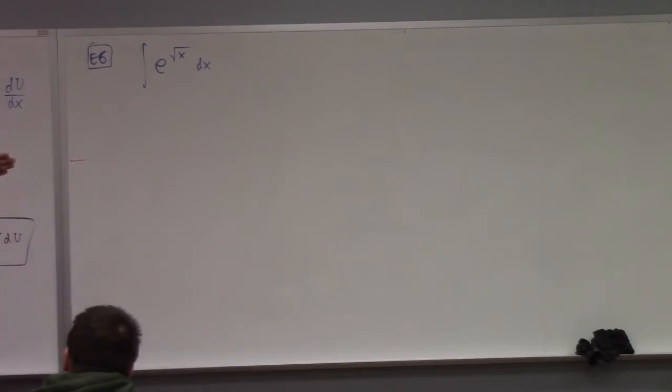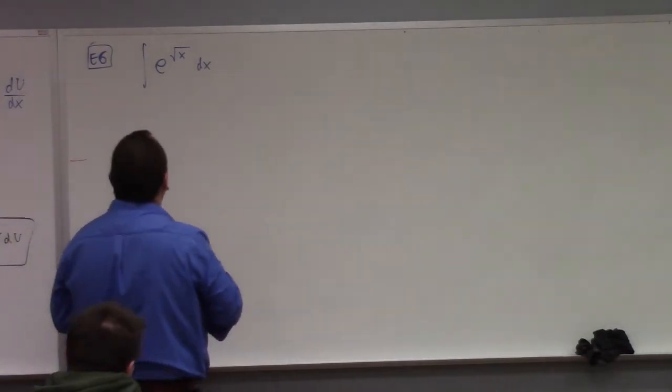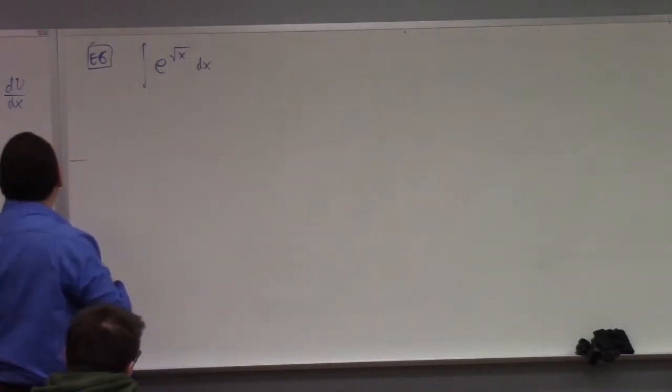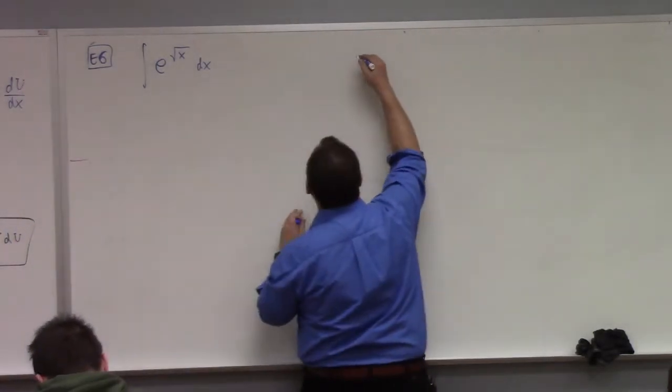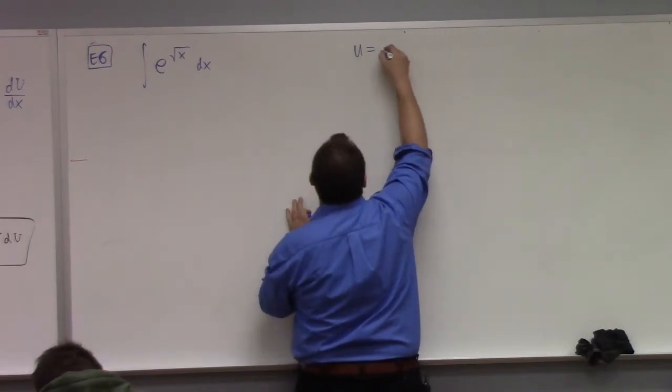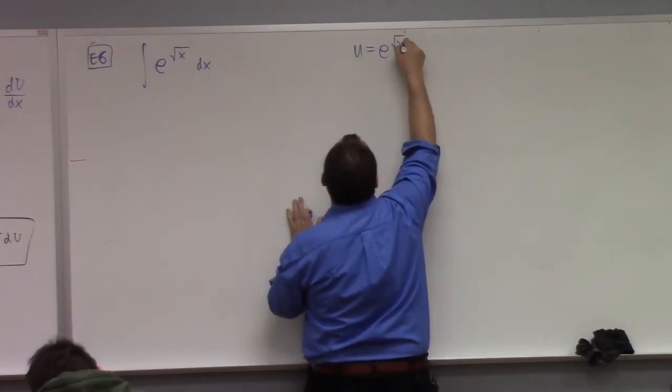I guess if I trust in LIATE, I should make u equal to what? There's an algebraic function here, right? What's the algebraic function? Square root of x. Oh, but it has to be u dv, right? Actually that's not an algebraic, it's a composition of an exponential with... I think we got to go with exponential, if I trust in LIATE, and I don't. But e to the square root of x.